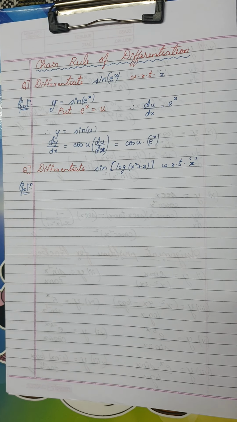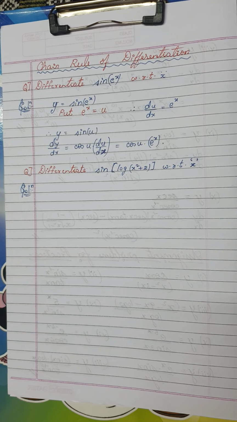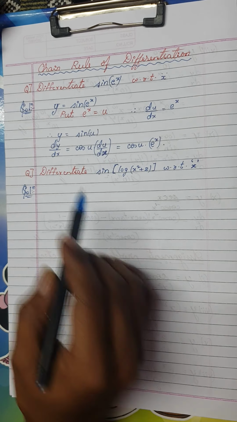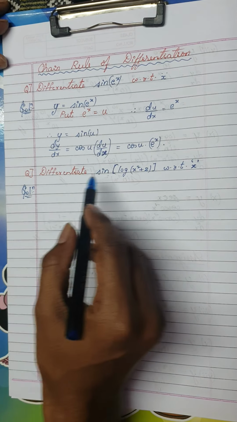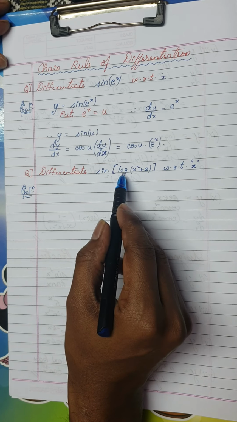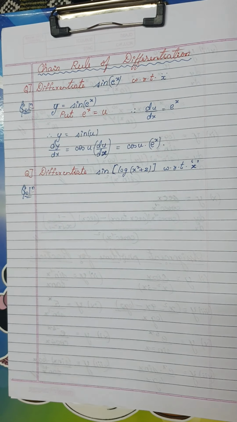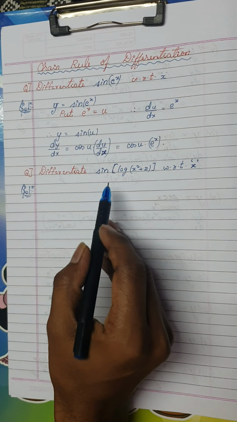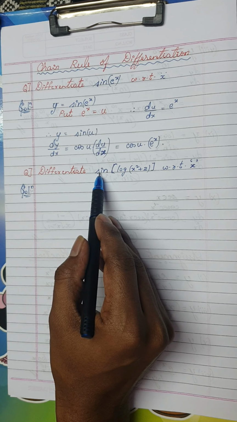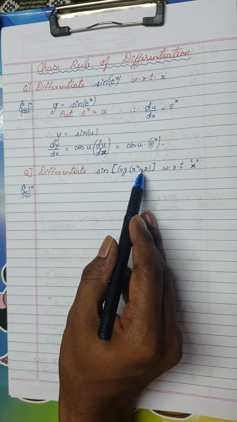Before I generalize the concept of chain rule, let's consider one more example, friends. The question is, differentiate sine of log of x square plus 2 with respect to x. Now see the complicated part here. I have one function outside, again another function, again another function.